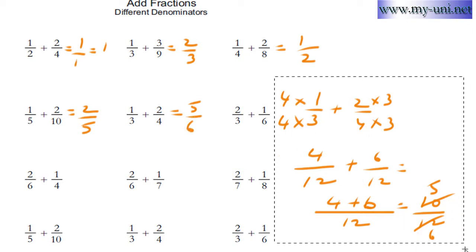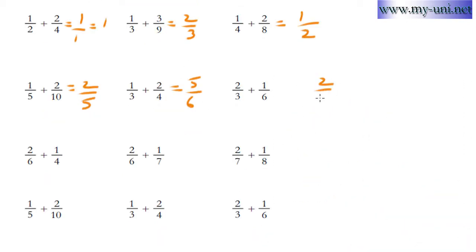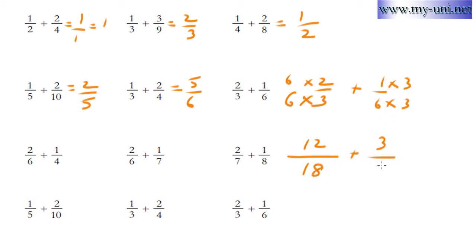The next one, 2 over 3 plus 1 over 6. We'll multiply this one by 6 and this one by 3. 2 multiplied by 6 and 1 multiplied by 3. 6 times 2 is 12 and 6 times 3 is 18, plus 1 times 3 is 3 and 6 times 3 is 18. So we'll add these fractions.